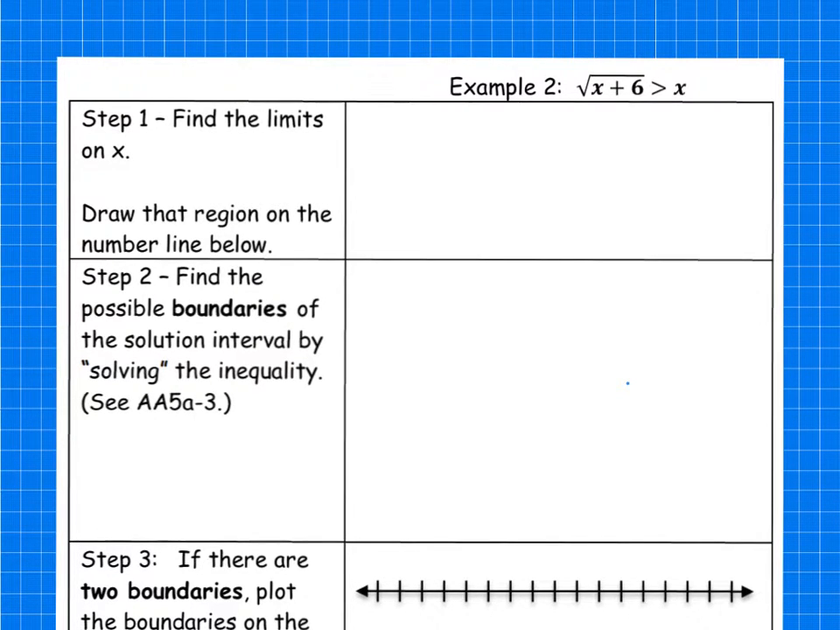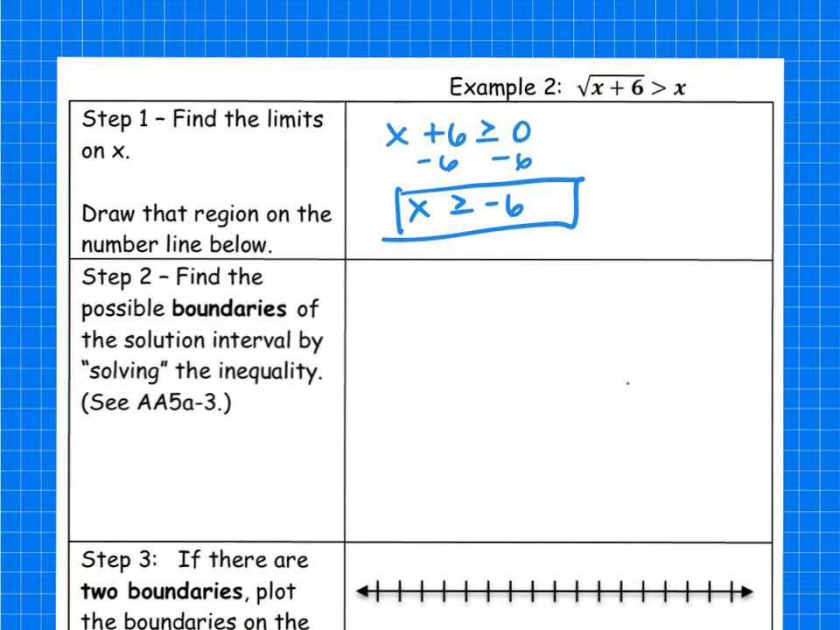On this one, I have x's on both sides. So that's going to create a bit of an issue. First, I need to find the limits on x. x plus 6 has to be greater than or equal to 0 because I can't take the square root of a negative number. Minus 6, so x has to be greater than or equal to negative 6. That is one part of my solutions.